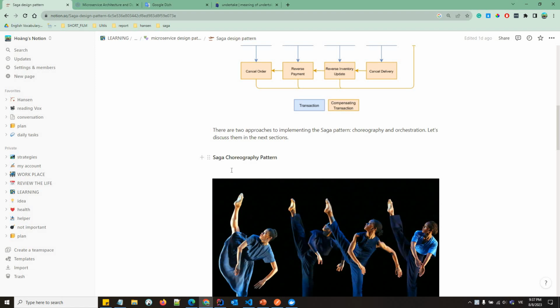If the delivery service has an exception, it will emit a rollback event to the payment service, and the payment service also emits an event for the order service to roll back the previous status.